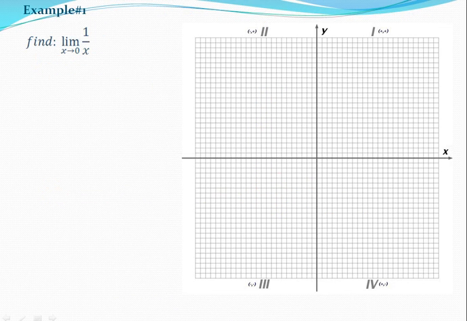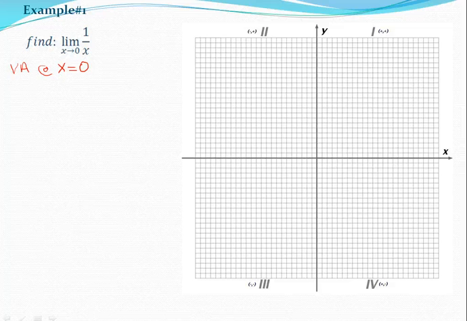Starting with our first example, we're looking at the limit as x goes to 0 of 1 over x. I know this function goes undefined when x equals 0 and that it's a non-removable discontinuity because I can't make it cancel. Therefore, I have a vertical asymptote at the point where x equals 0. So that is going to be my vertical line that is imaginary.